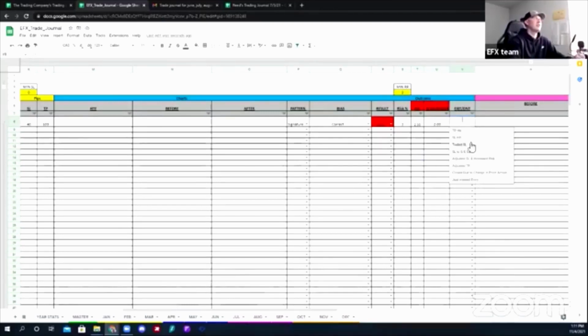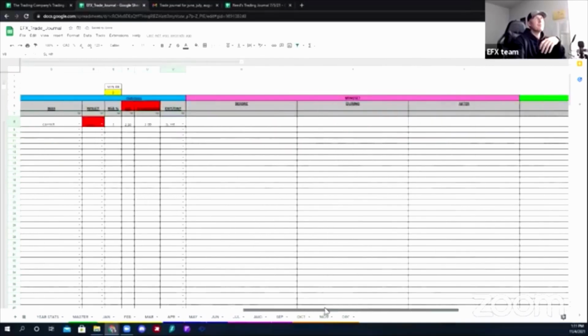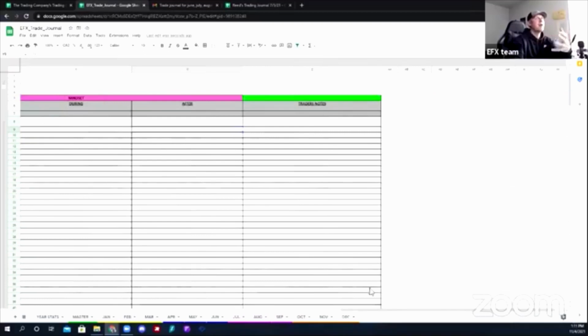And then we can say the exit. How did I exit this trade? Was it a TP hit, stop loss hit, trailed stop loss to break even too early, adjusted SL and increased risk, whatever it might be. So we're just going to say stop loss hit. Here is the market bar feedback. This is where you're entering your emotions and the fears and what you're feeling at the different stages of the trade. And then you have your notes.